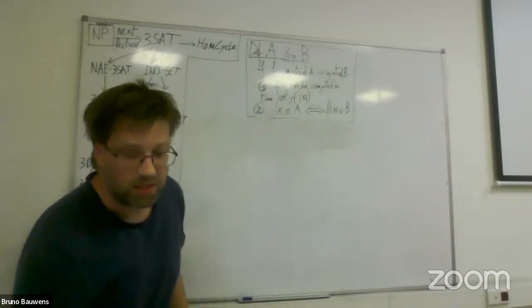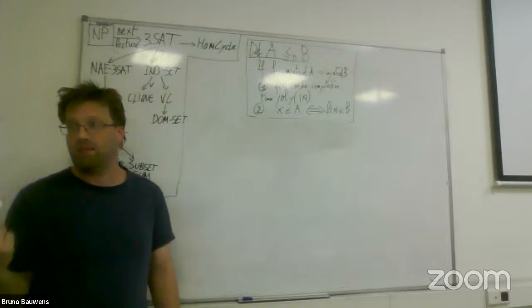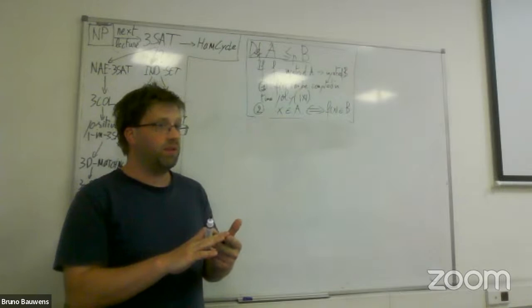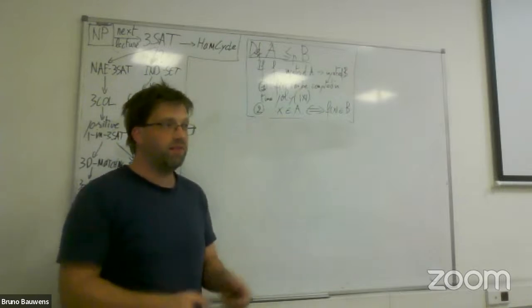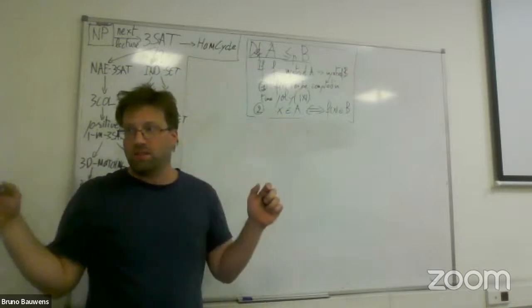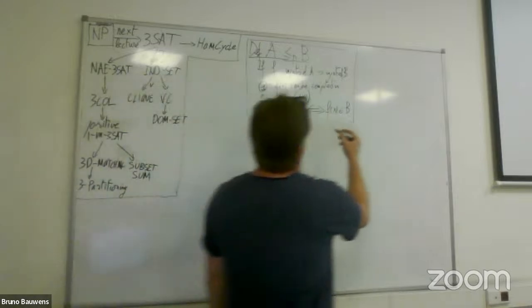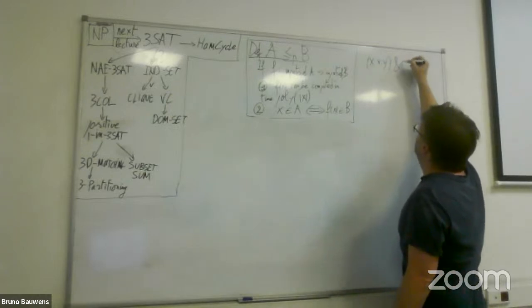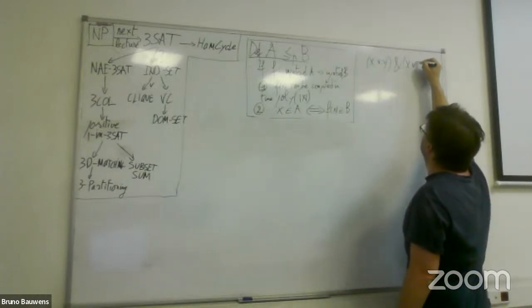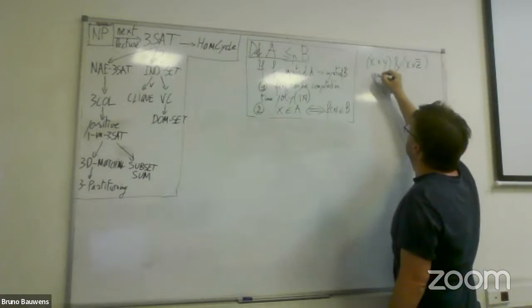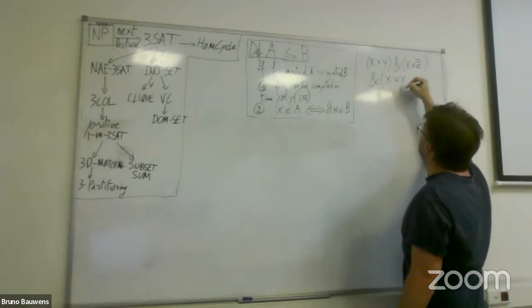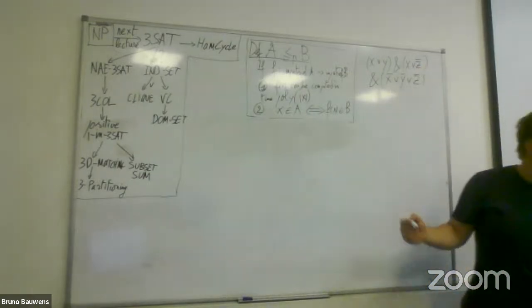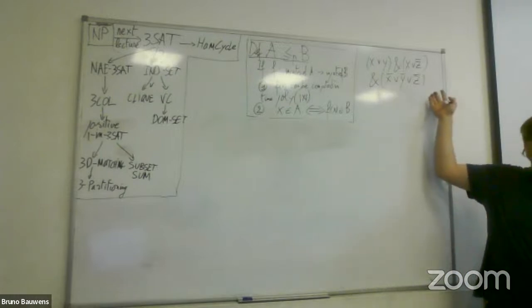So the input is a Boolean formula in 3CNF. What does Boolean formula mean? You use and, not, and or operations. 3CNF means you have an AND of ORs. So an example of a formula in 3CNF is (x or y) and (x or not z) and (x or y or something) like this. It is an example of a formula in CNF.